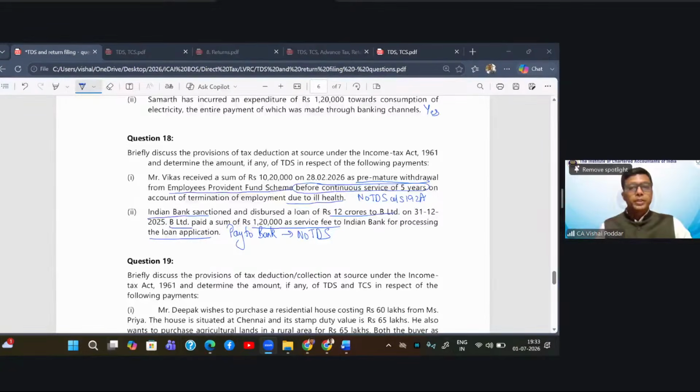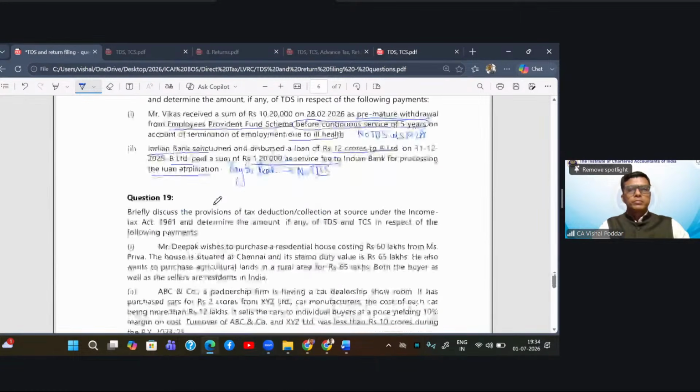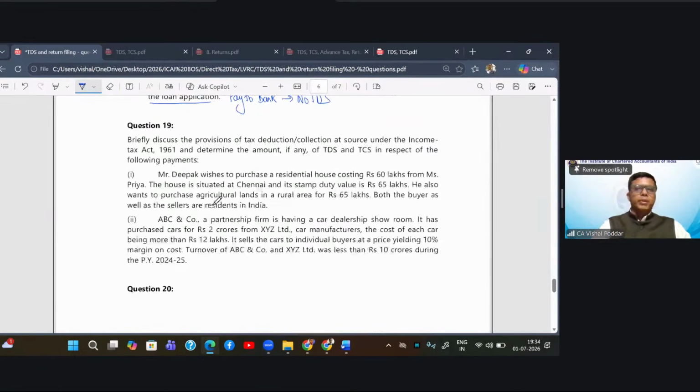Oh, sorry. Yes, Gayatri, 194N is not the section here. 194N is for cash withdrawal from banks. Here, you are making payment of a fee to the bank. So 194N will not apply. Fine, beta? Good. Let us proceed.